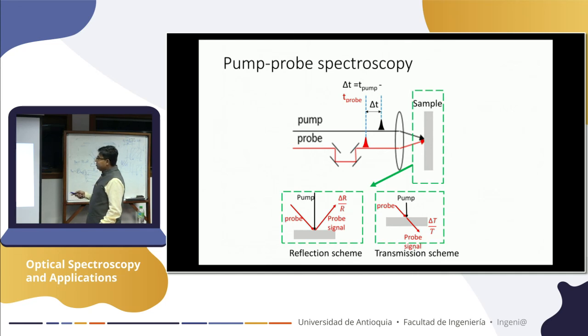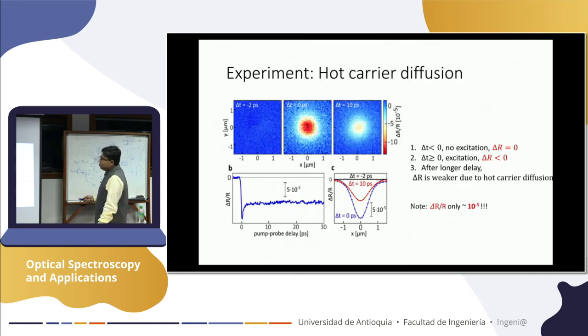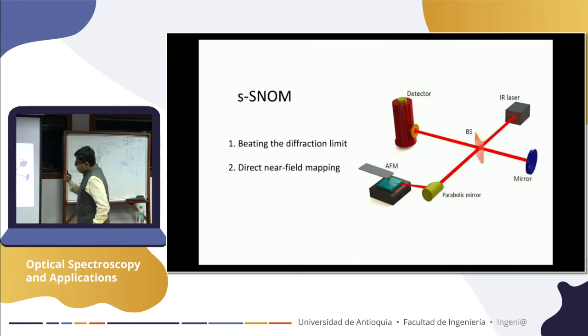So you excite with your pump beam and create some change, maybe generate some carriers, and bring a probe pulse, where the reflection or transmission from the surface changes as soon as the carriers are generated, and you measure that. So that's what you showed, that you can actually understand. You excite a carrier using a pump laser, and the carrier slowly diffuses and dies, and you can measure that with pump probe.